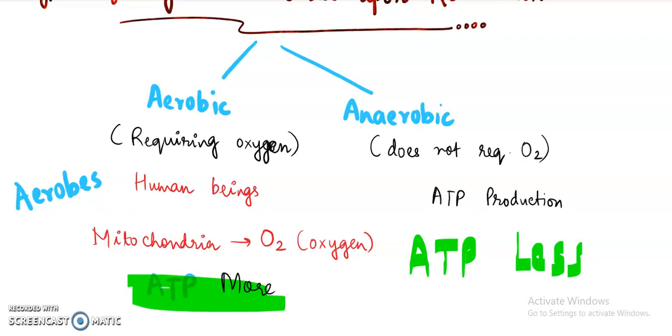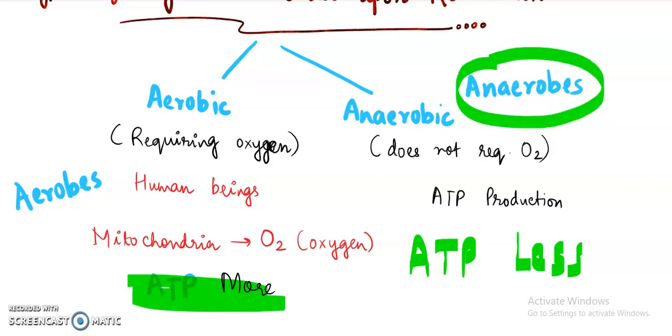Moreover, the organisms showing anaerobic respiration are known as anaerobes. So these terms are important. Anaerobes are the organisms that show anaerobic respiration. Anaerobic respiration is one that does not require oxygen, and ATP production will be less in them. We need to learn an example of this as well.